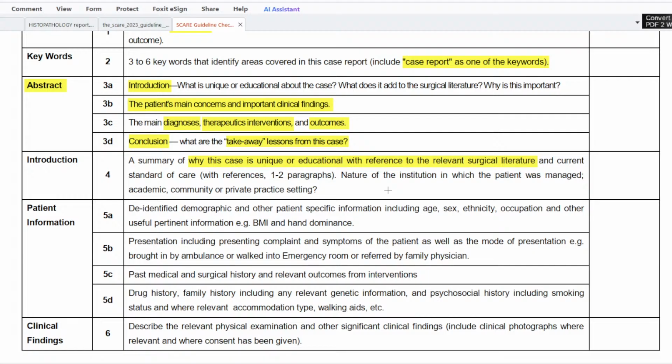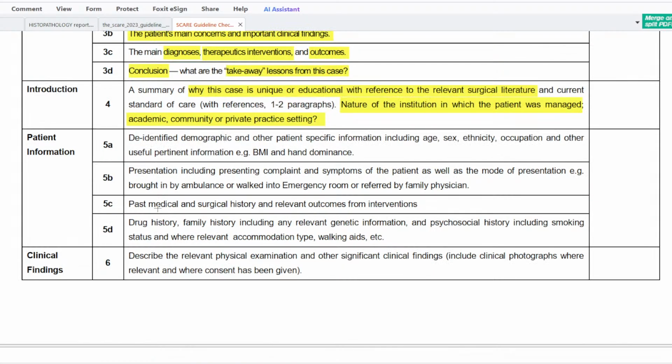Nature of the institution in which the patient was managed: academic, community, or private practice setting. Patient information: demographic and other patient-specific information, including age, sex, ethnicity, occupation, and other useful patient information, BMI, and hand dominance.